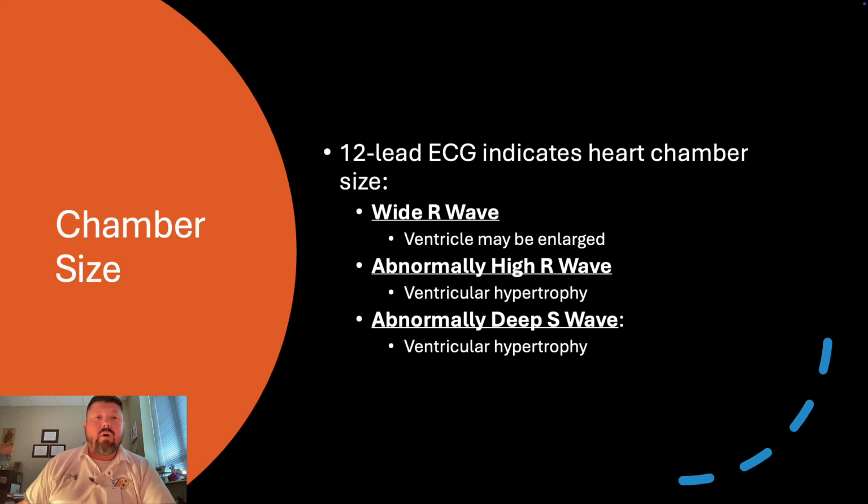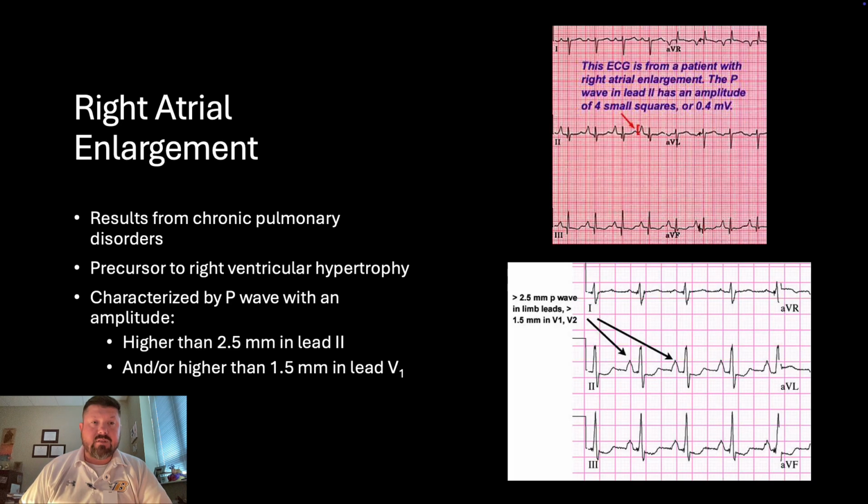So, the 12-lead ECG can indicate heart chamber size. So remember, voltage or electricity is going to go to bigger chambers or more muscle. So when those muscles become enlarged within the heart itself, you're going to see that show up as enlarged waveforms on the ECG. So if you see a wide R wave, the ventricle may be enlarged. An abnormally high R wave, you may have ventricular hypertrophy, or an abnormally deep S wave, ventricular hypertrophy, or you could also see large P waves as well.